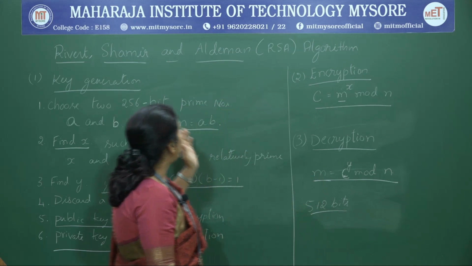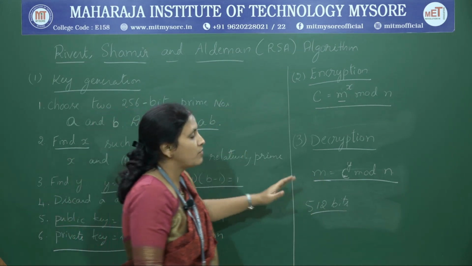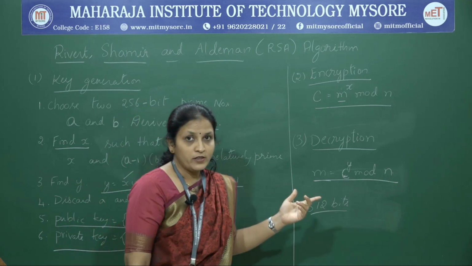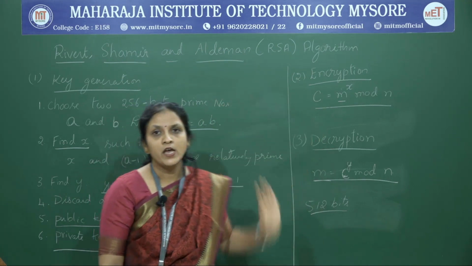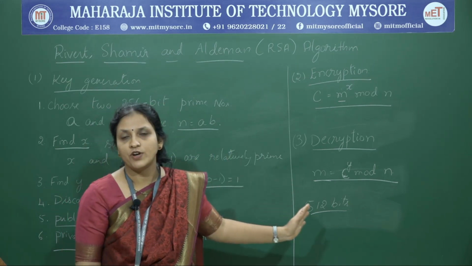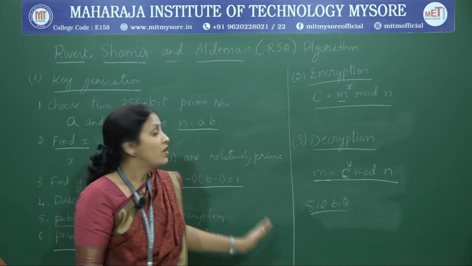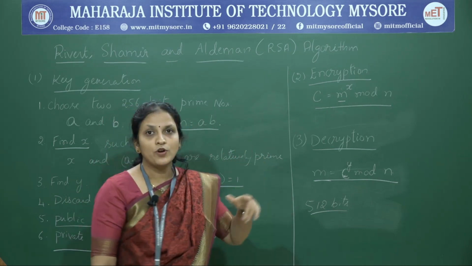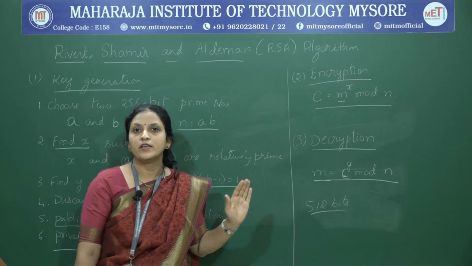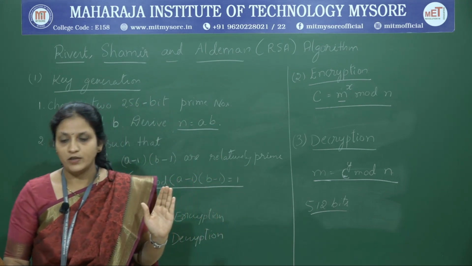So, this is how encryption and decryption can be carried out in the public key encryption method with respect to the RSA algorithm. Is that clear? Very simple and straightforward, isn't it? Now, after understanding this, we will move on to the next protocol which falls under the same category, that is the public key encryption method.